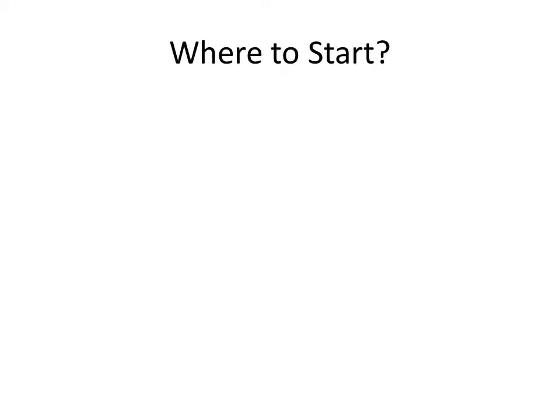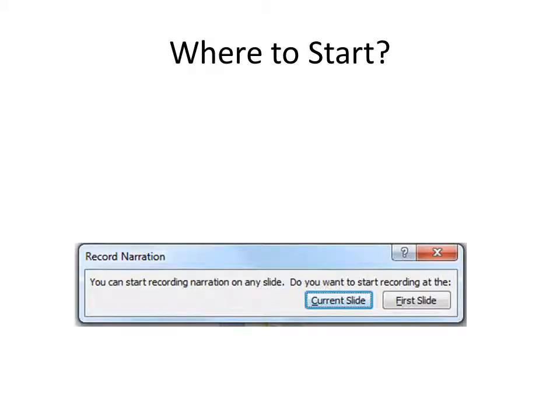Now you get to choose where you're going to start. This dialog box will open up and you will need to select whether you're going to start from the current slide, and that means whichever one is highlighted in the deck at that given time, or whether you want to start recording from the first slide. In order to make that choice, you have to make some decisions in advance of this dialog box.